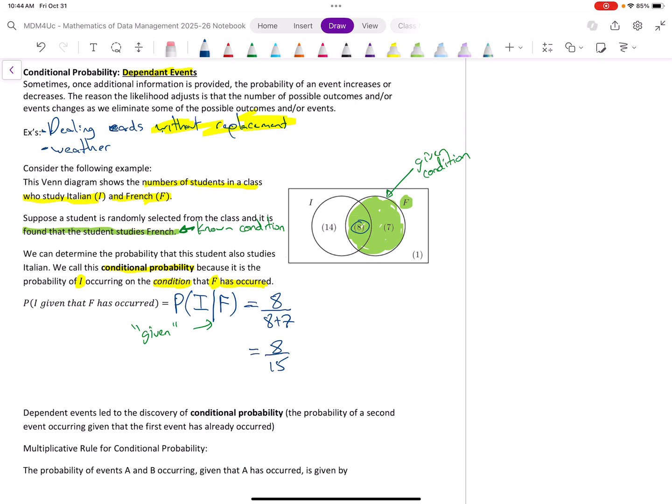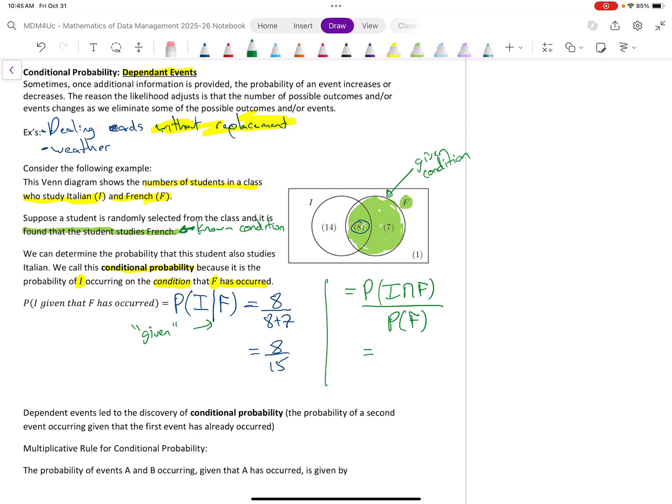There's another way to write this with a formula which will also work, and it looks a little like this, and we'll go through this a bit more later. If I have the probability of I given F, it becomes the probability of the intersection divided by the probability of the given condition. And this will always work out.